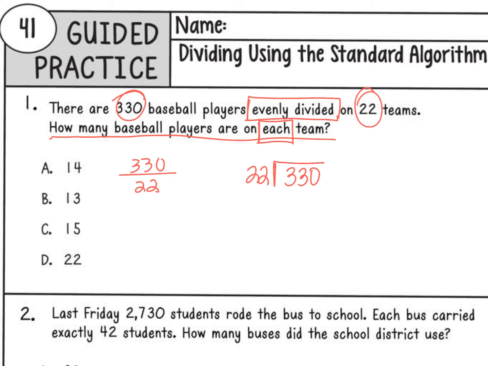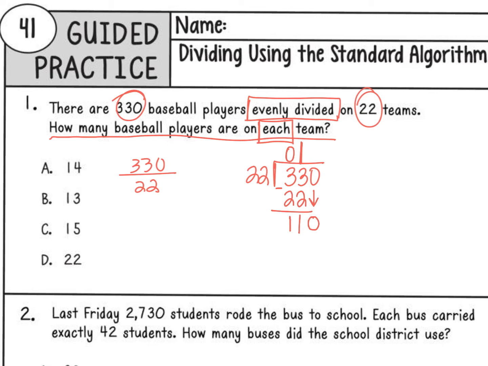Okay, can 22 go into 3 at all? No. Nope, so 0 the hero is going to hold my place. How many groups of 22 can be made from 33? 1. Only 1. Okay, we multiply now because Mom tells me to multiply. 22 times 1 is 22. Sister tells me to subtract. 11. Brother and dog mean bring down.